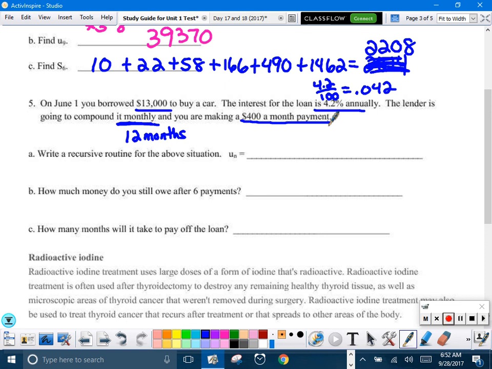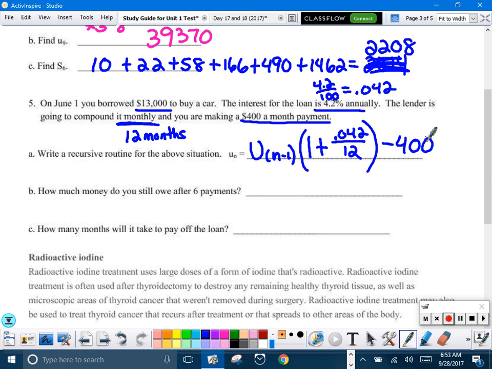Write a recursive routine for the above situation. Again, it started u sub n equals u sub n minus 1. This is one where a lot of people missed on the mastery quiz. Times. Now remember, you have to keep the old balance. So we need a number that will keep the old balance, and that's a 1. Remember, 1 times something is whatever that number is. So we need the 1 plus, then the decimal for the percent, divided by the 12 because it's 12 months. We're compounding it monthly. And then since we're making a payment, it's minus 400.